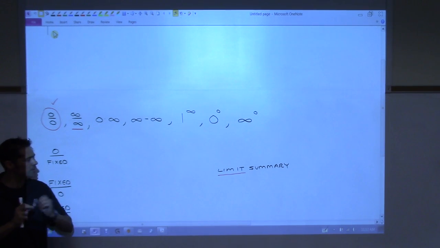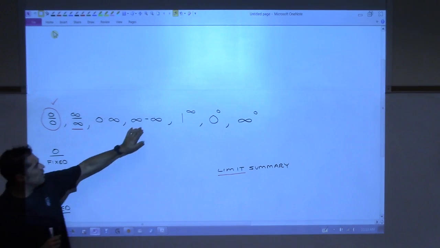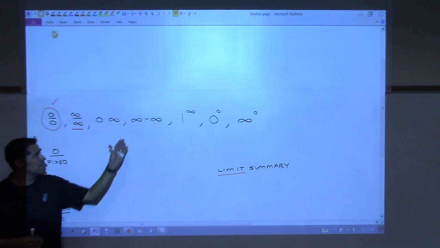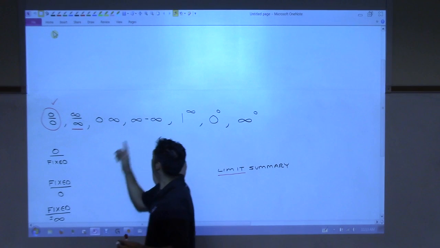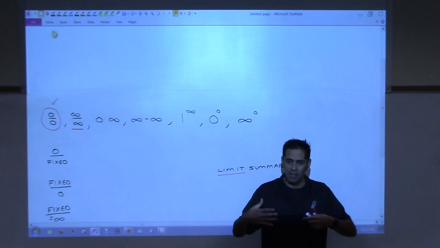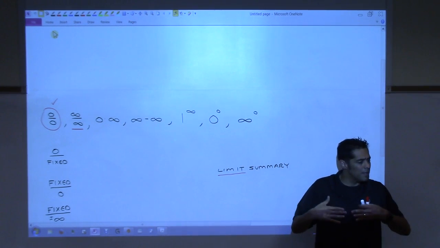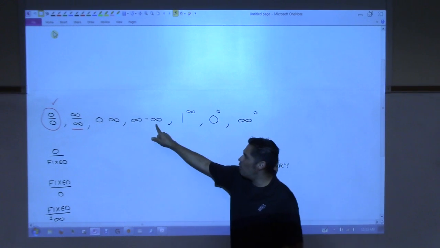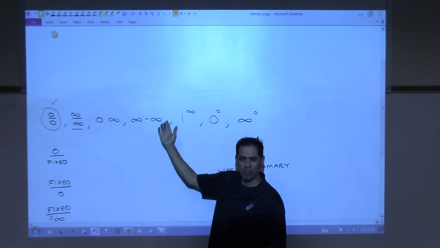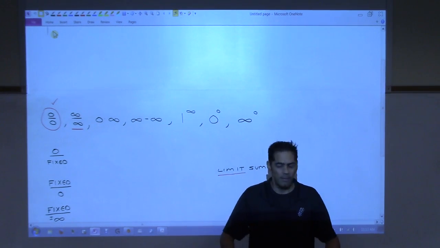Does that make sense? Also, if you have infinity minus infinity, you've got something that's getting really big, and you're subtracting something that gets really big. You don't know which one is bigger, so you don't know if this one is outweighing that one or if that one is outweighing this one. So you have to investigate further.